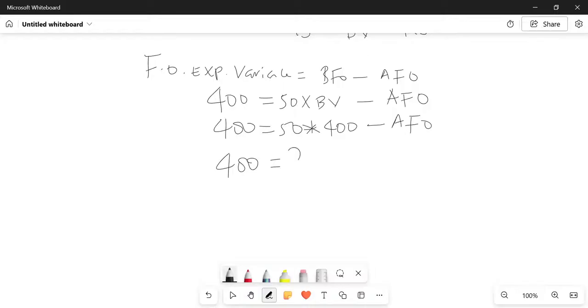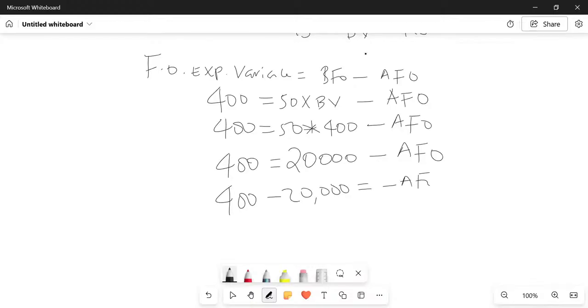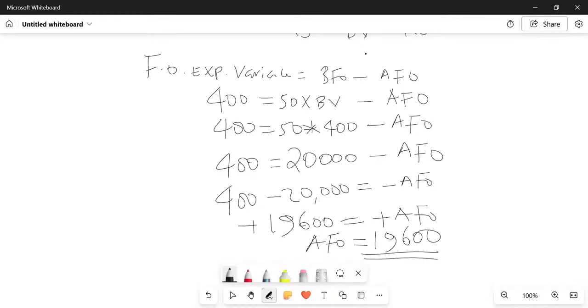20,000. Sister umesema 20,000 ama 2,000? Very good. So meaning that this will be 400 minus 20,000 equals minus AFO. So this will be minus 19,600 equals minus AFO. So minus and minus cancel out, meaning that the actual fixed overheads or actual production overheads will be 19 what here, somebody? 19,600.